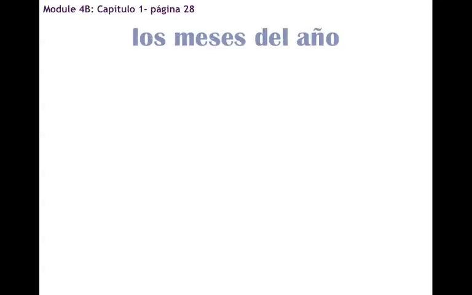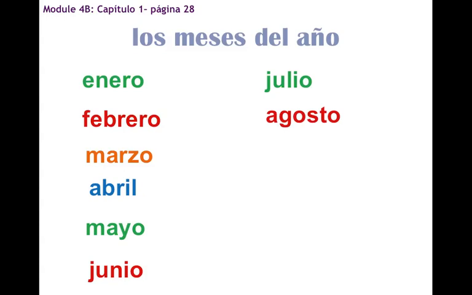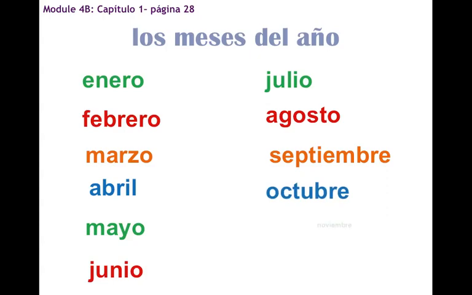Fecha. What do you remember? ¿Cómo se dice January? Enero. February, febrero. March, marzo. April, abril. May, mayo. June, junio. July, julio. August, agosto. September, septiembre. October, octubre. November, noviembre. And December, diciembre.